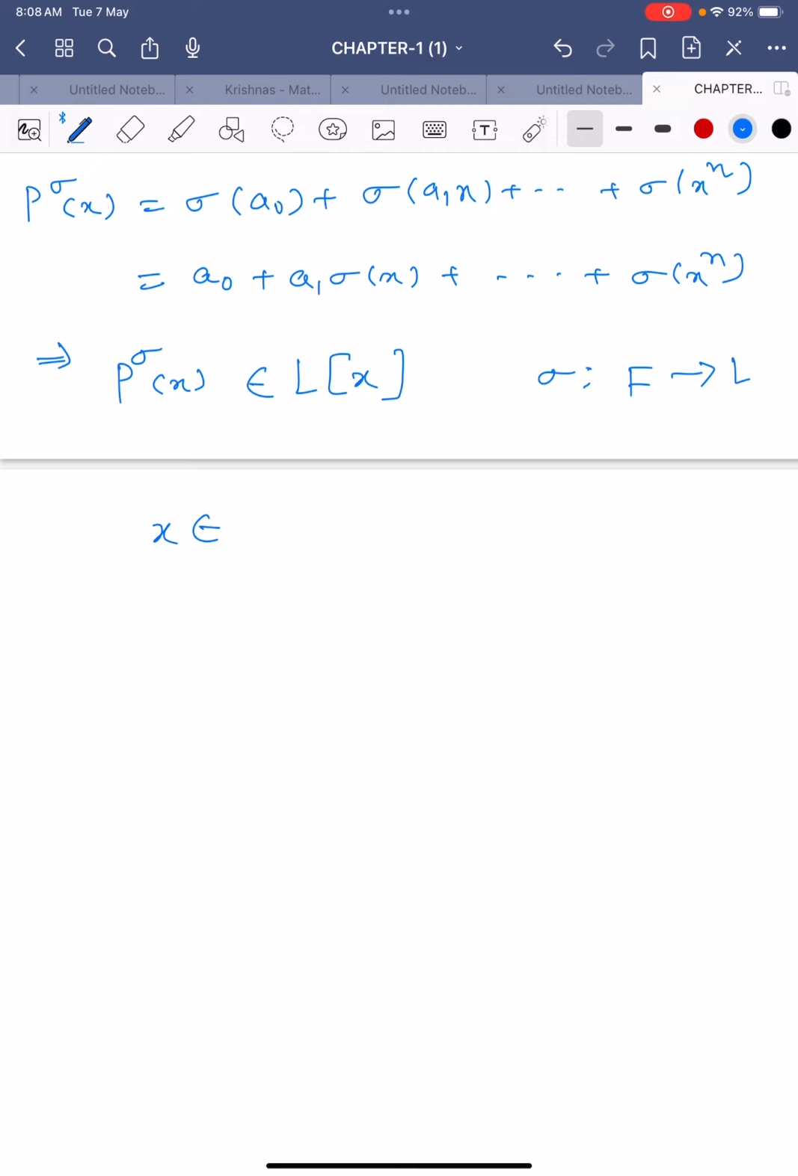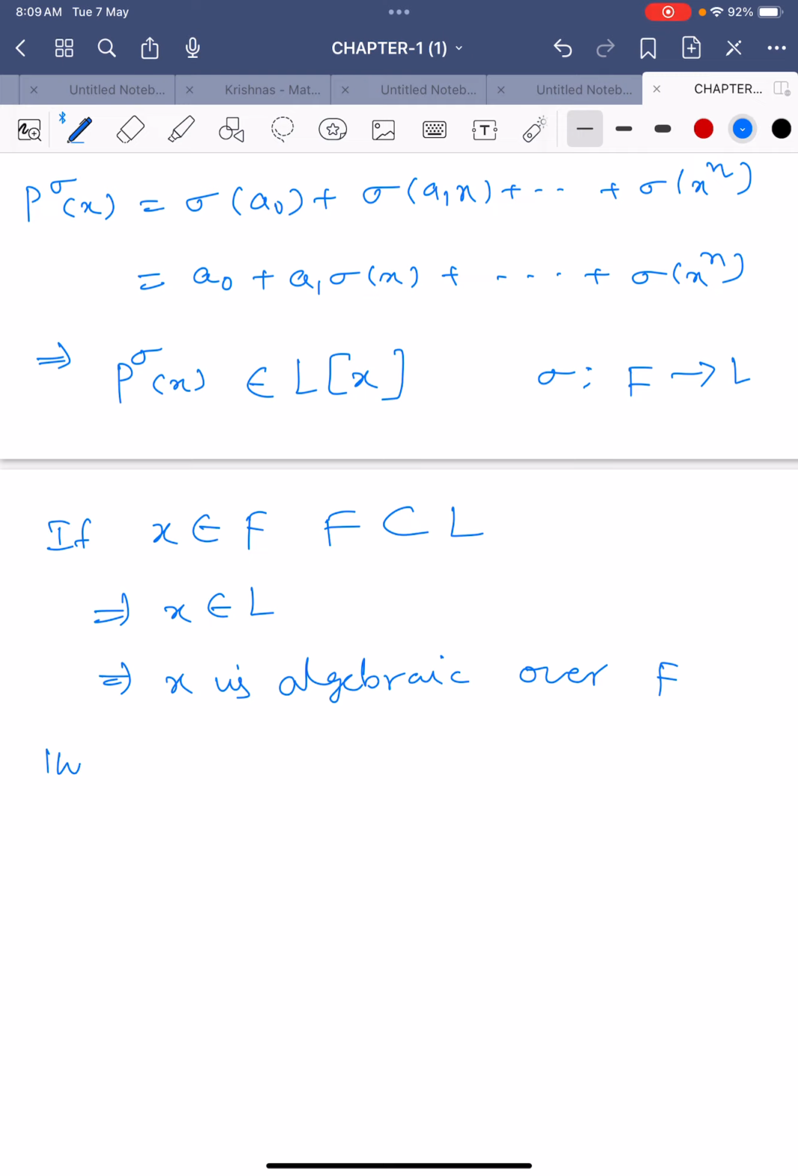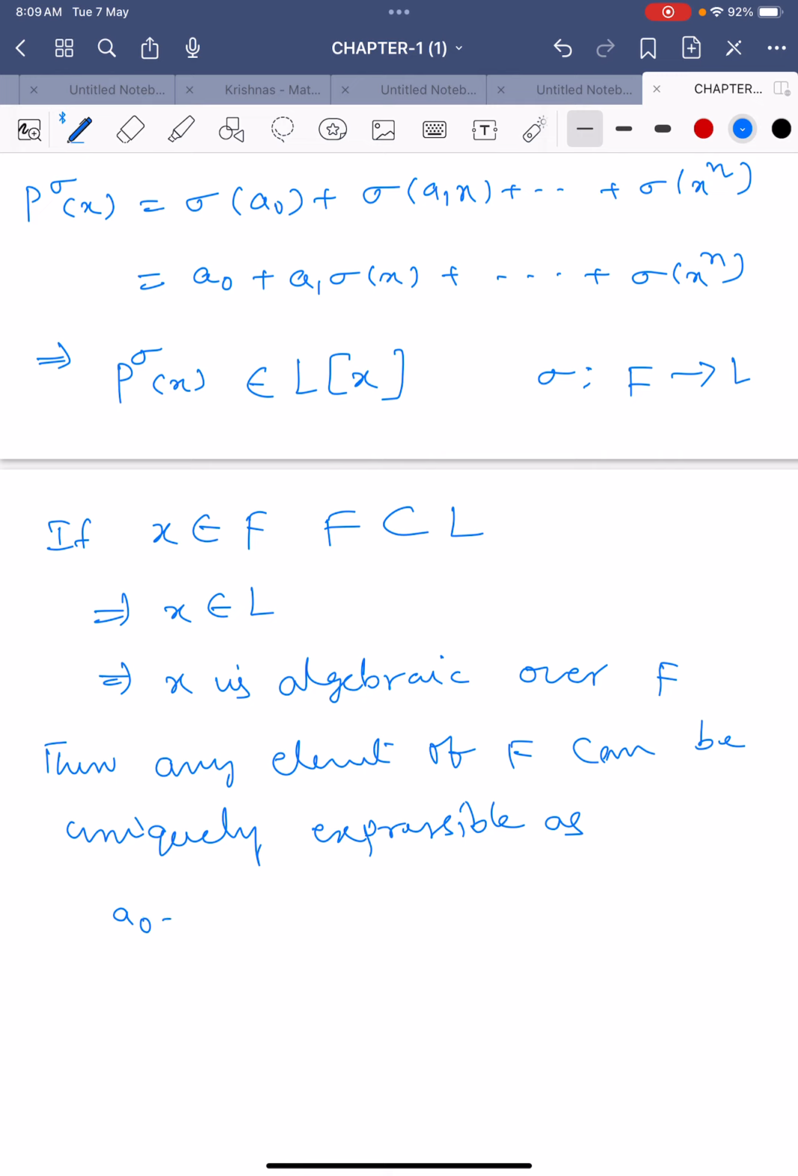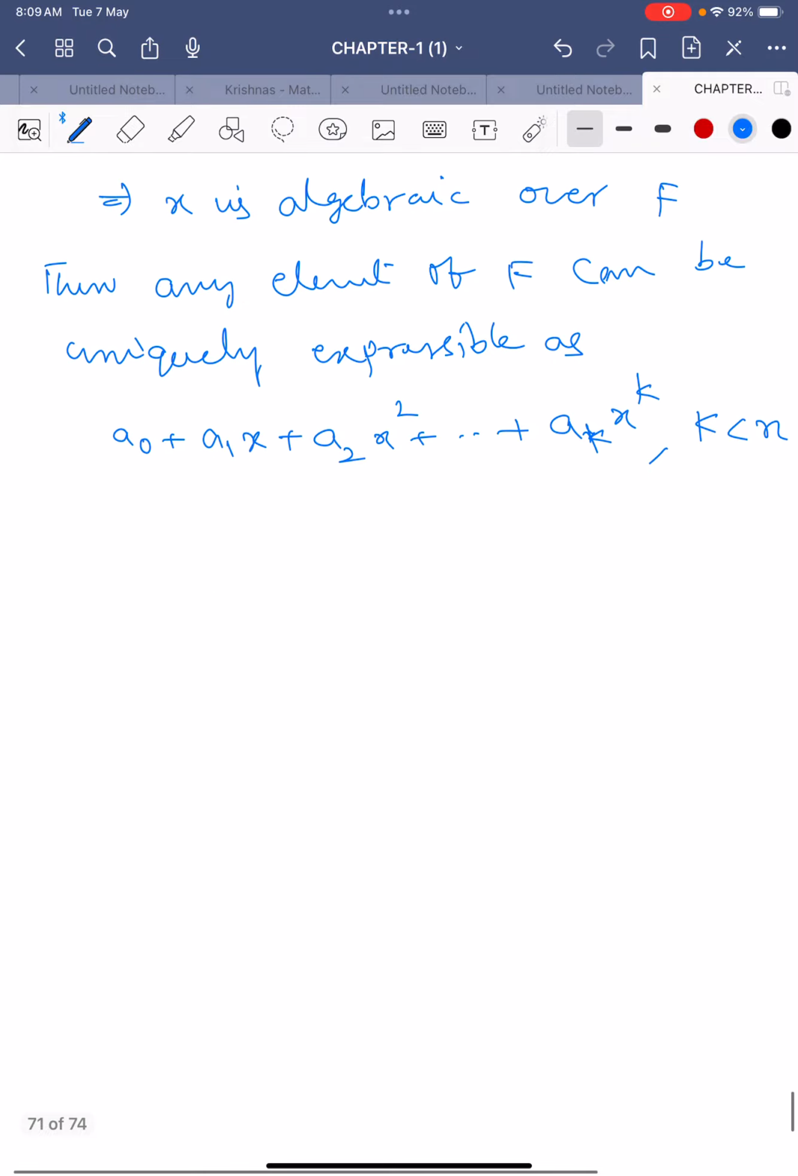Now, if you choose x belongs to capital F, and this F is a subset of L, so obviously this x belongs to capital L. It means this x is algebraic over capital F. Then, by the definition of algebraic, any element of F(alpha) can be uniquely expressible as a0 + a1x + a2x² + ... + ak x^k, where remember that this k is less than n.